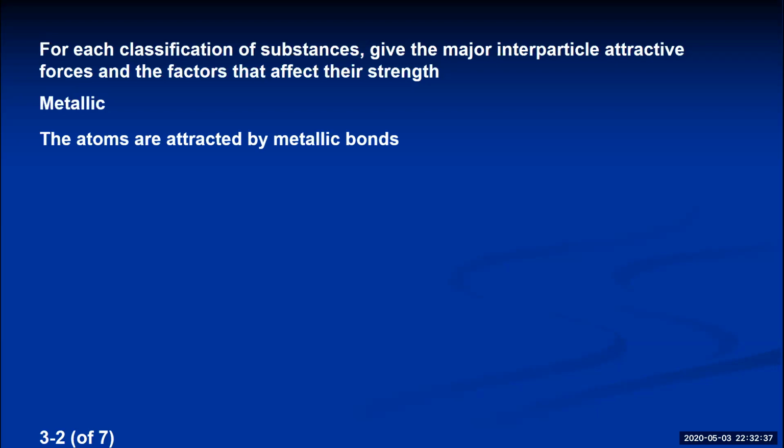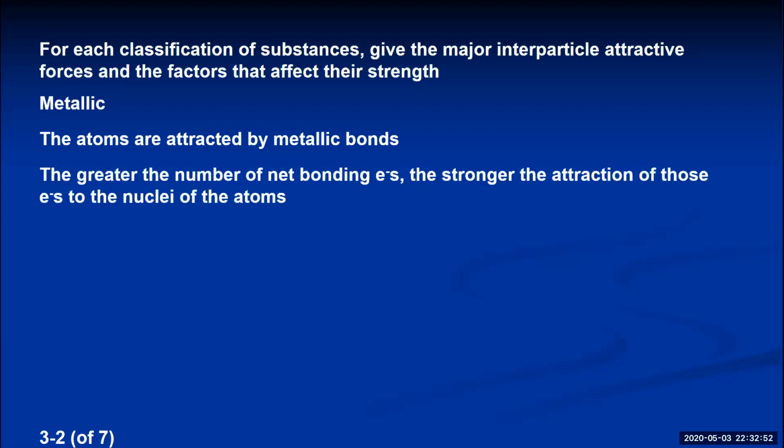Now, what are the factors that influence the strength of metallic bonds? The most important factor is how many electrons contribute to the bonding molecular orbitals that are delocalized amongst the millions and millions of metal atoms. So the greater number of net bonding electrons that go into the molecular orbitals, the stronger the attraction will be for those negative electrons to all the positive nuclei.